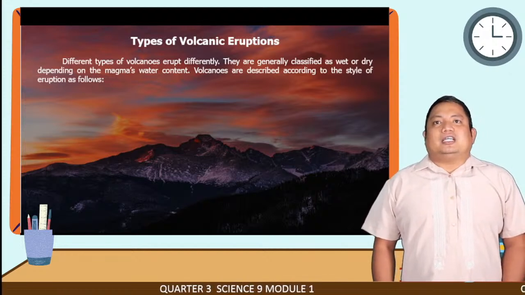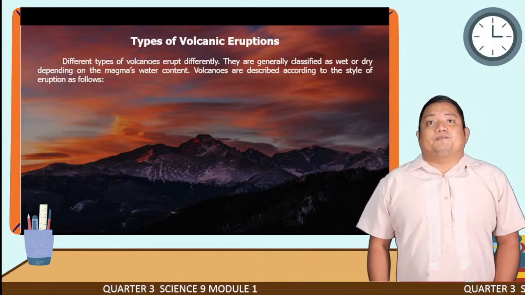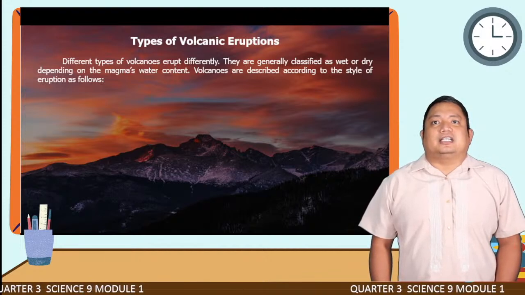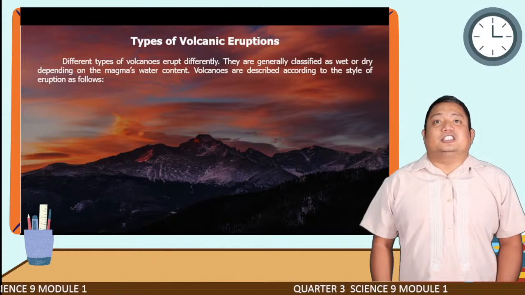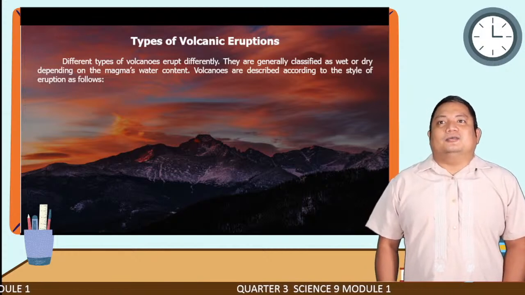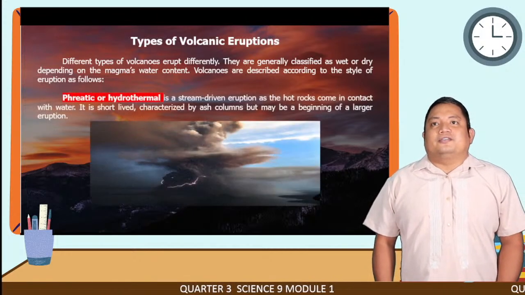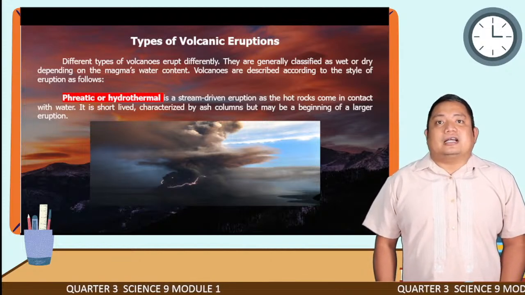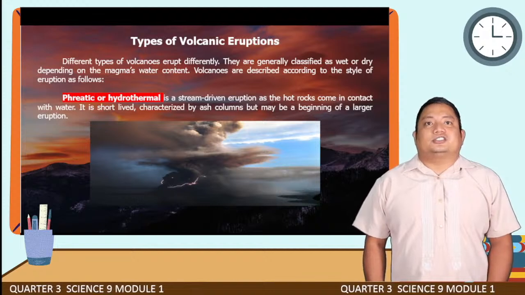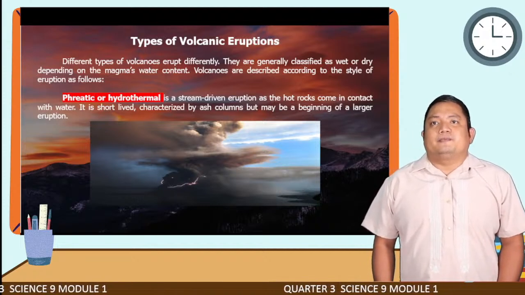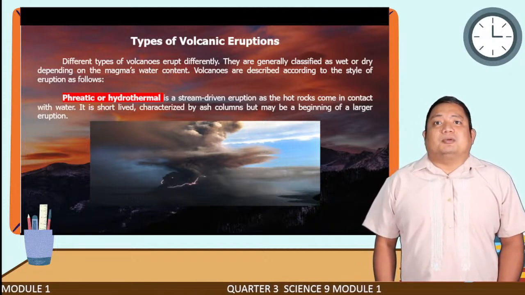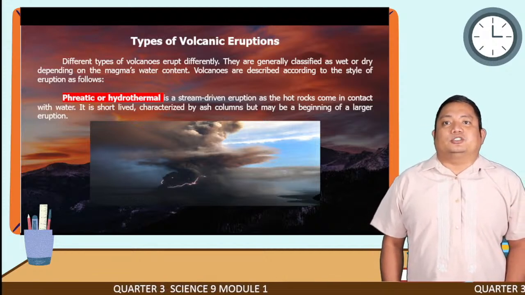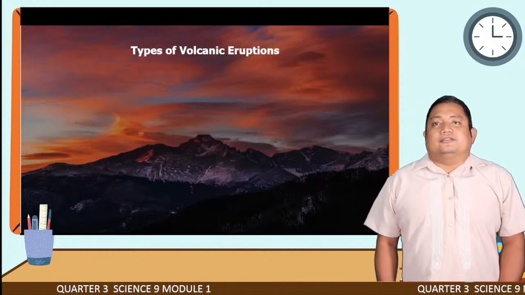Next is the type of volcanic eruptions. Different types of volcanoes erupt differently. They are generally classified as wet or dry depending on the magma's water content. Volcanoes are described according to the style of eruption as follows. Phreatic or hydrothermal is a steam-driven eruption as hot rocks come in contact with water. It is short-lived, characterized by ash columns but may be the beginning of a larger eruption. An example is Taal volcano.